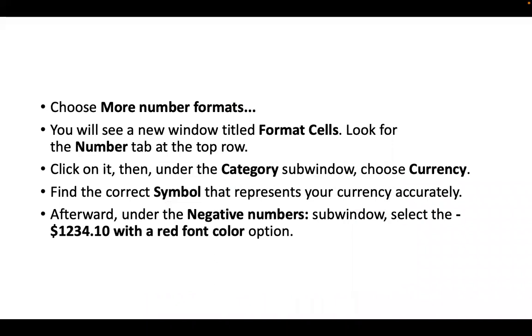Choose more number formats. You will see a new window titled Format Cells. Look for the number tab at the top row. Click on it. Then under the category sub window, choose currency. Find a symbol, correct symbol that represent your currency accurately. Whether you want to go with US dollars or euros or Indian currency, whatever, you can choose it. Afterward, under the negative numbers sub window, select the dollar sign, or you can do it for like rupee sign with a red font color option. Okay, you can do it easily.